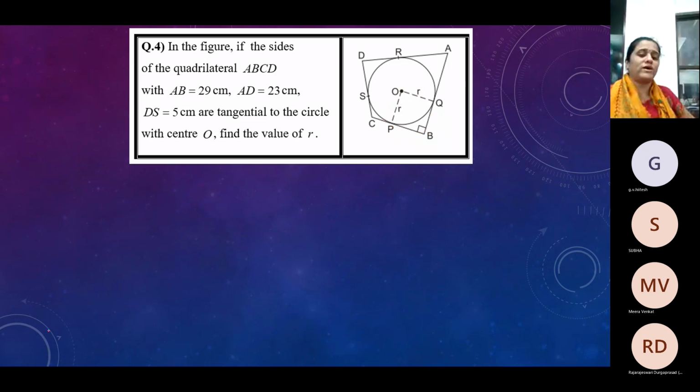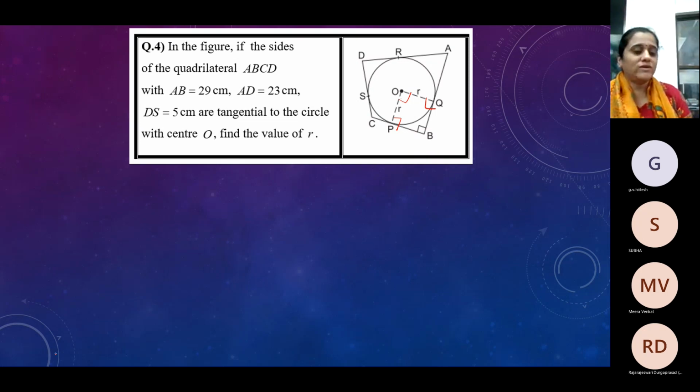Yes, Shreyas, how will you prove that it's a square? As OP is equal to OQ, and all the angles are 90 degrees. Very good. How do you say that all the angles are 90 degrees? Because the tangent is perpendicular to the radius. Same thing here. Then all the angles are 90 degrees. Very good. Yes.